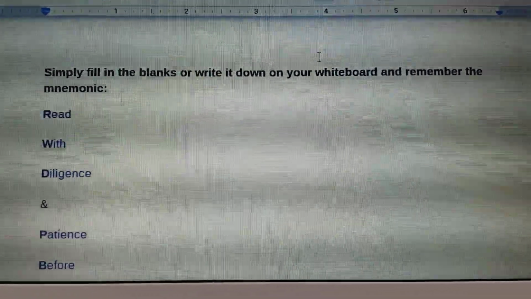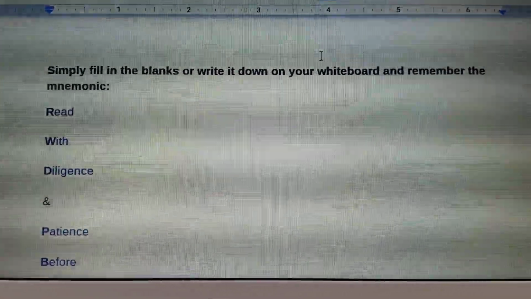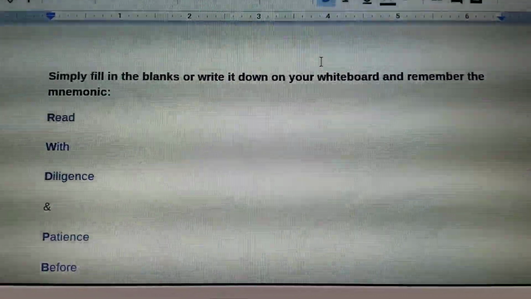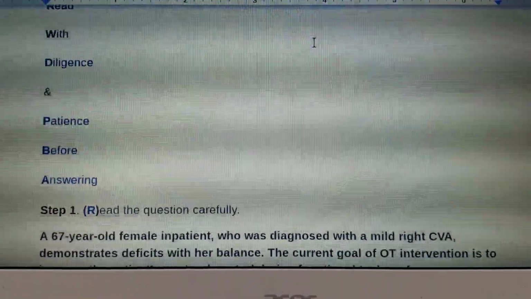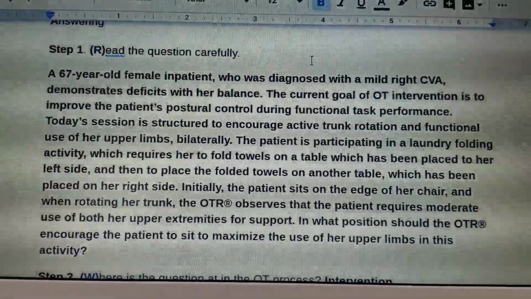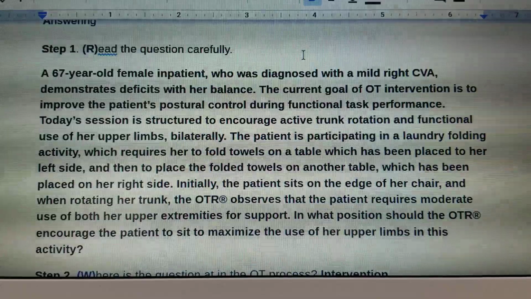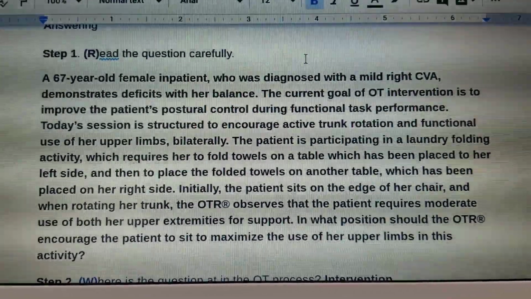So now we'll get into breaking down a question for neuro, which is in Module 5 of PASA OT. And remember to simply fill in the blanks or write it down on your whiteboard. And remember the mnemonic, read with diligence and patience before answering. So remember to read the question carefully. So let's read this question really carefully. Sometimes you're going to come across a question that can be lengthy. So we'll try to figure out what are the main points.